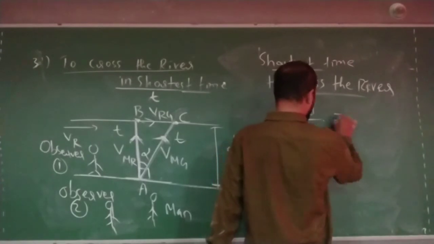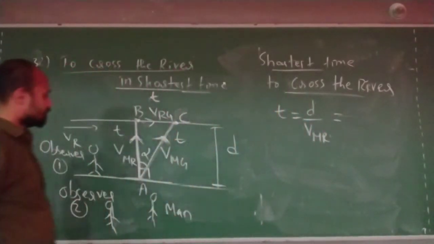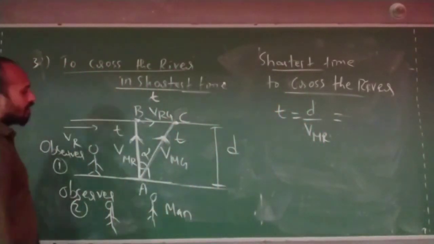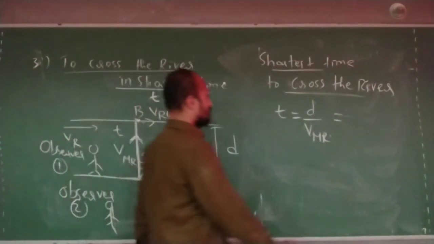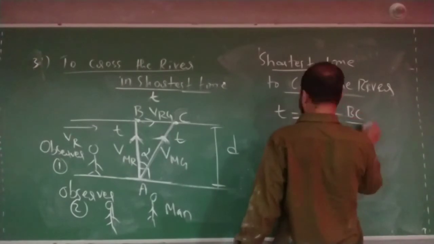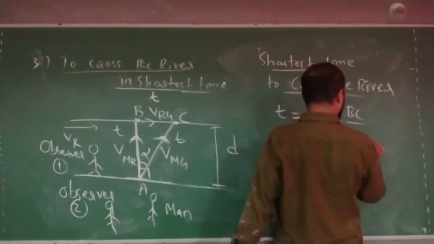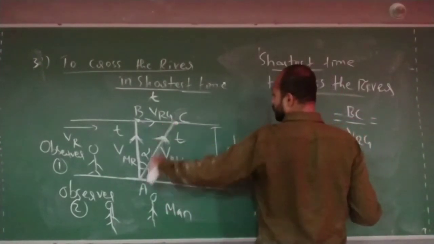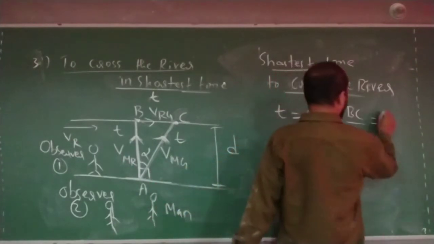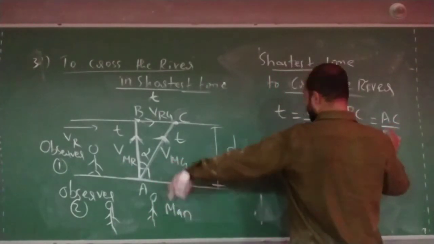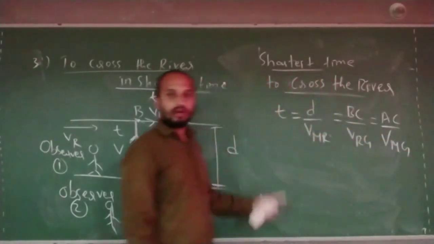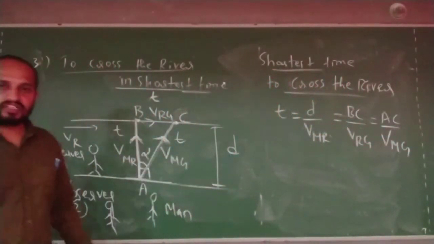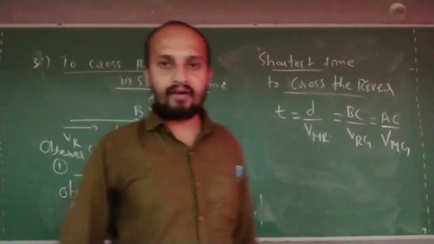Okay. Then you can write this distance BC divided by Vrg, or you can write AC divided by Vm, velocity of man with respect to ground. Any expression. From this relation in the material, some formulas have been derived, we can go.